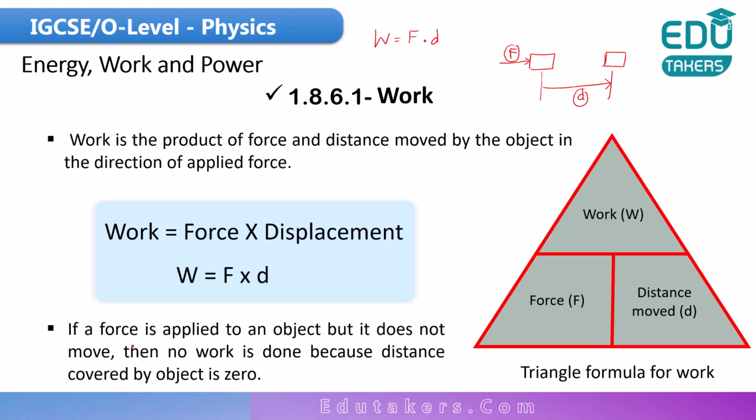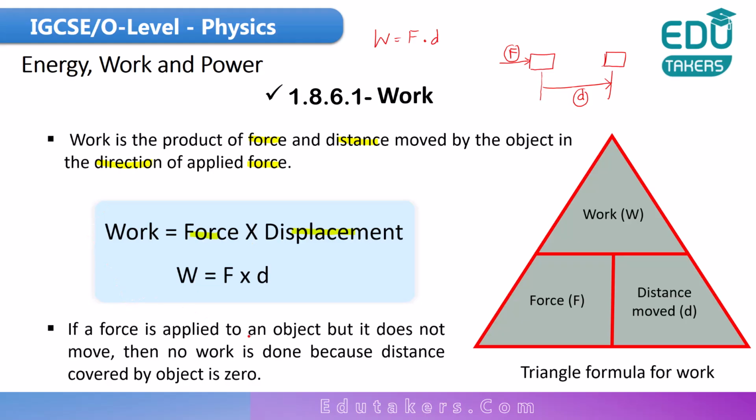So you can see here, work is the product of the force and the distance moved by the object in the direction of the applied force. The important point is in the direction of the applied force. Work is equal to force multiplied by displacement. So work is equal to force F times D.